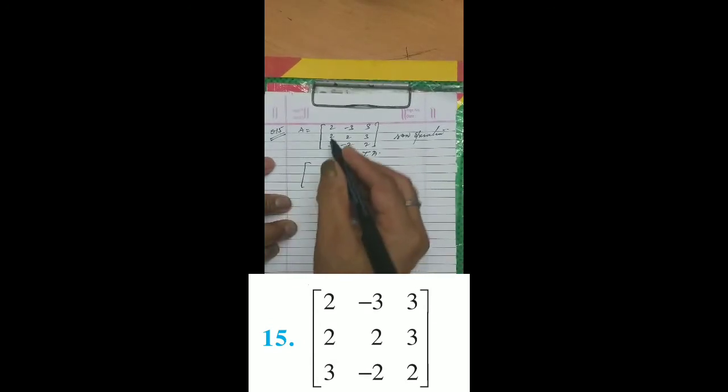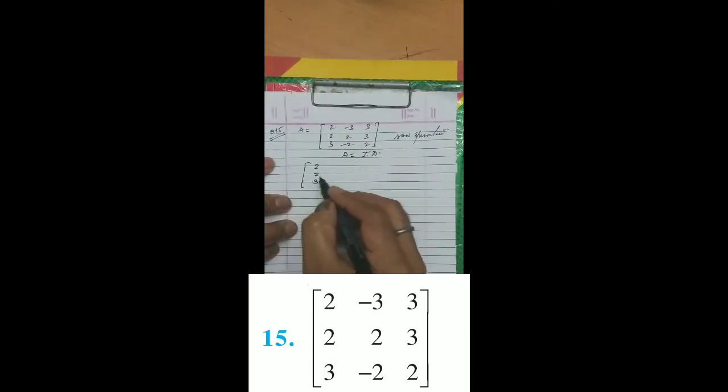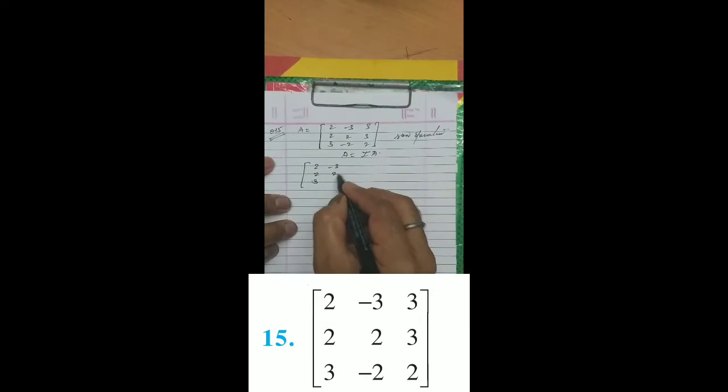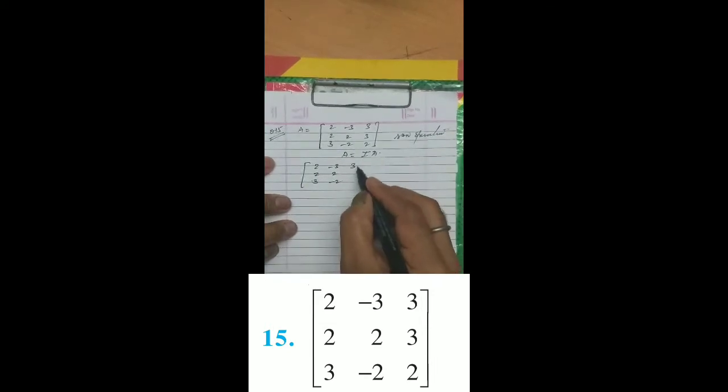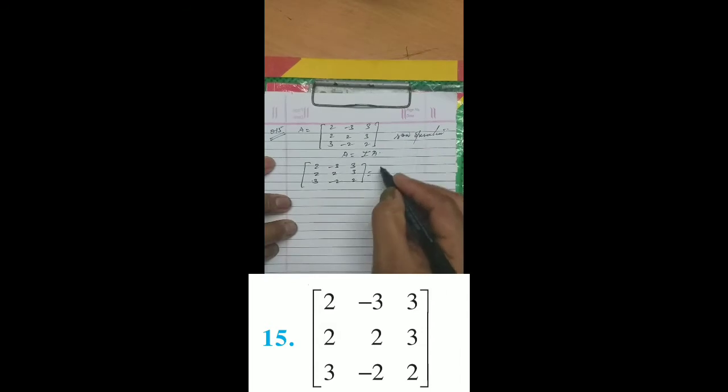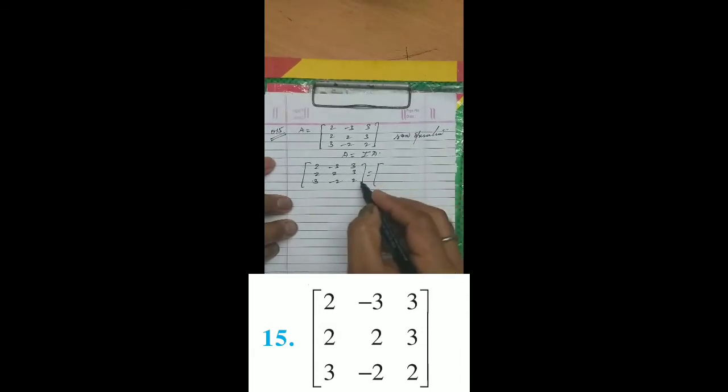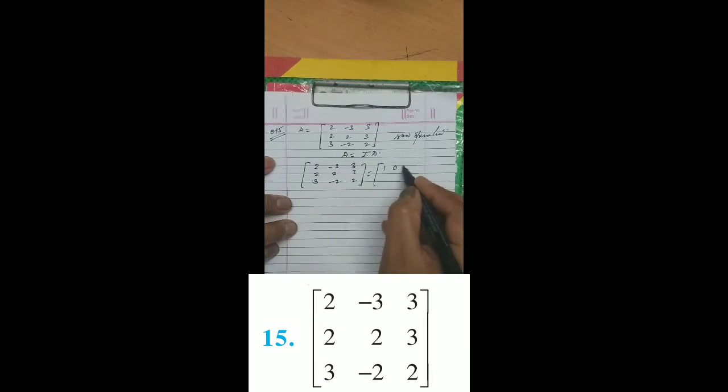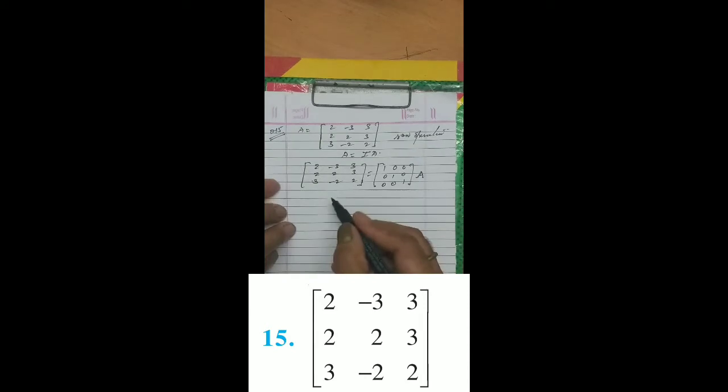So we are going to write here 2 2 3, minus 3 2 minus 2, 3 3 2, is equal to, for this we will write the identity matrix of order 3 by 3. So 1 0 0, 0 1 0, 0 0 1. This may be a little difficult for you, but it is easy. You just pay attention here, and all the operations will be easy for you.